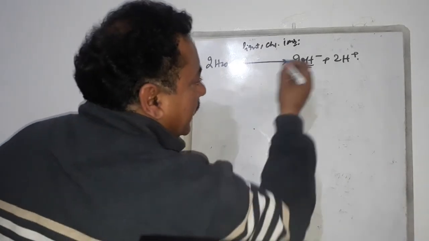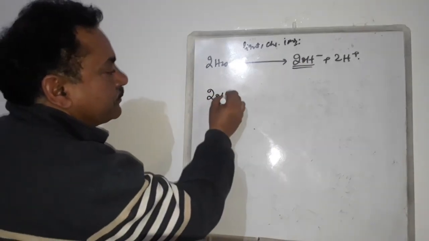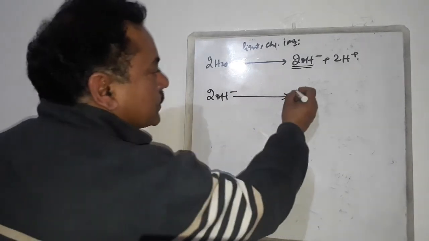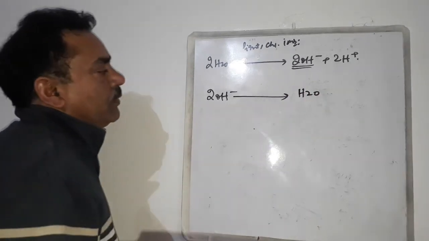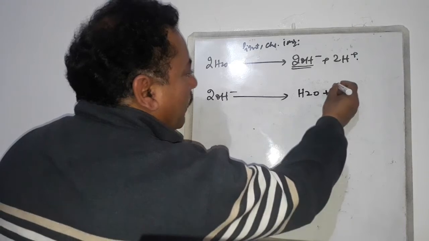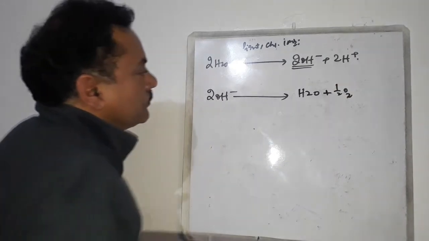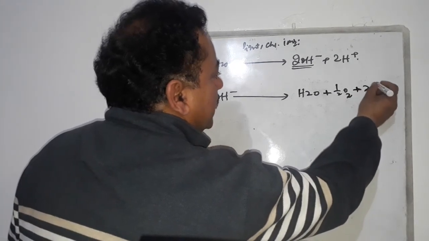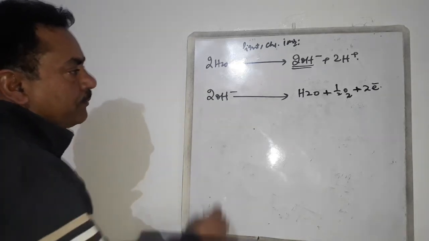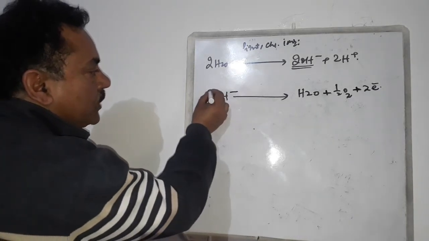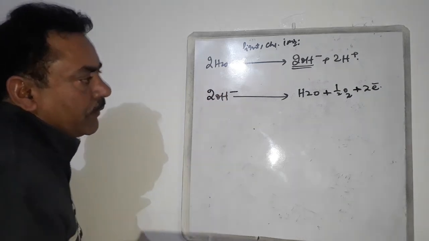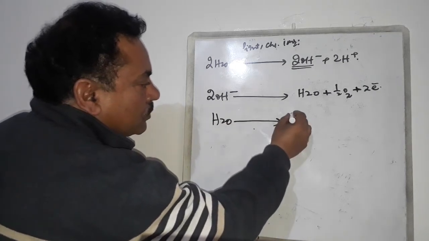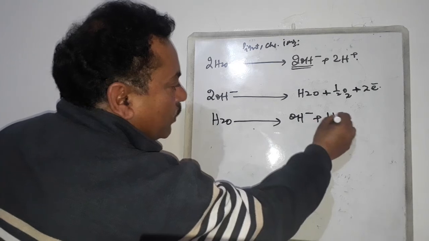Now these hydroxyl ions recombine and they will again produce water. Suppose they will generate H2O plus half of O2 plus 2 electrons. Okay, these are 2 electrons that are liberated here. This water again splits into OH negative plus H positive ions.